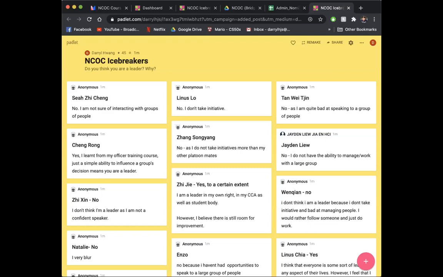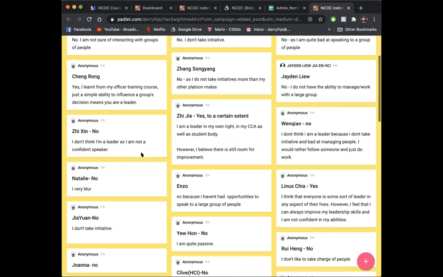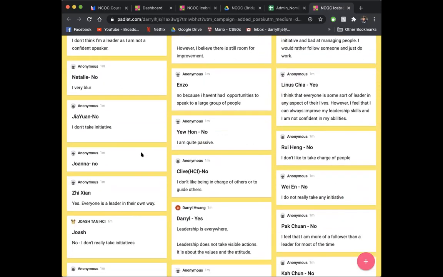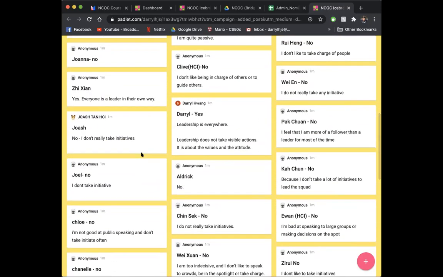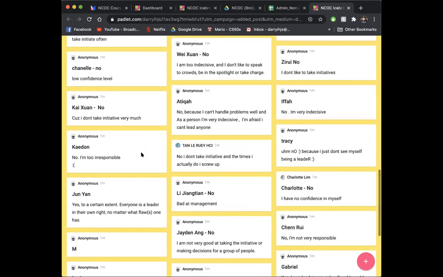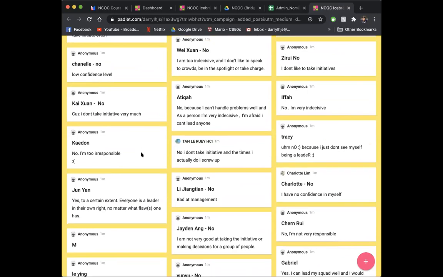Okay, so there are a lot of people who say that I don't take initiative. Is there anyone that wrote that you are a leader because you take initiative? Or does anyone in the chat think that you are very good at taking initiative and would like to volunteer, because you want to show how good you are at taking initiative?